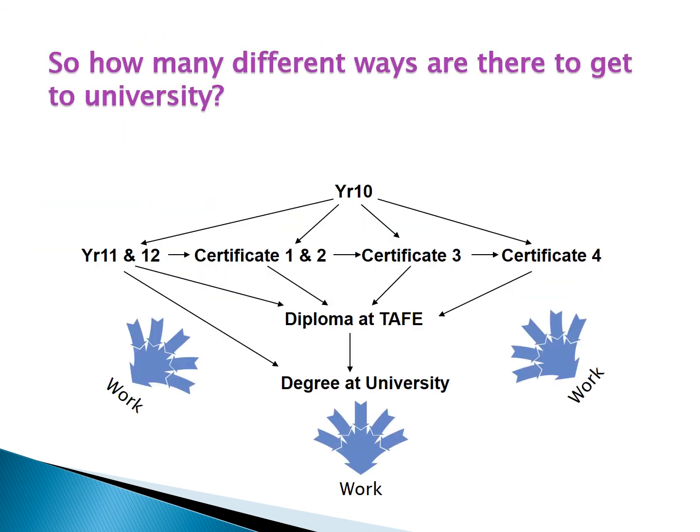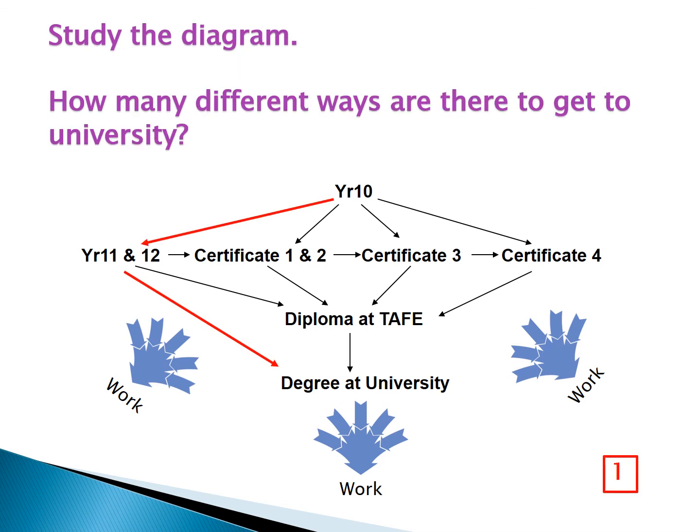So how many different ways are there to get into university? So there's one. Now this is the one that a lot of students really want. They want to go to grade 11 and 12, they want to do their very best, and they want to go straight to university. However, sometimes life gets in the way and we don't always achieve what we set out to do. So there are other pathways. So here's number one.